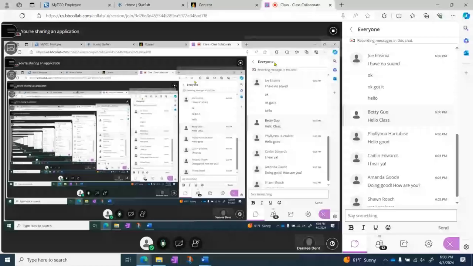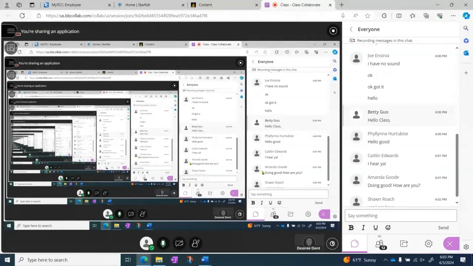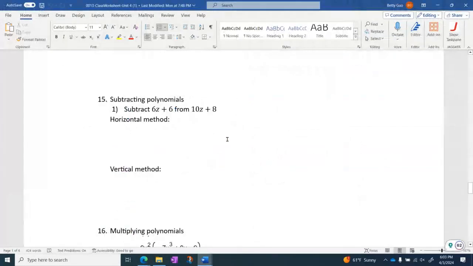Hello class, today we are going to continue talking about how to operate on polynomials. Last class we covered how to apply both the horizontal method and the vertical method to add two polynomials. And today we're going to continue talking about operating on polynomials.